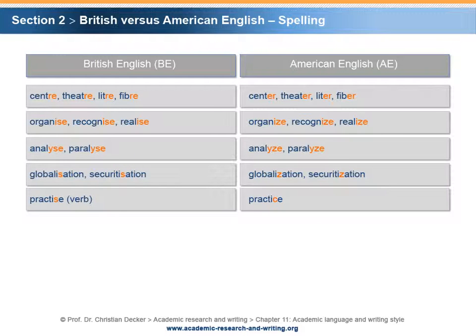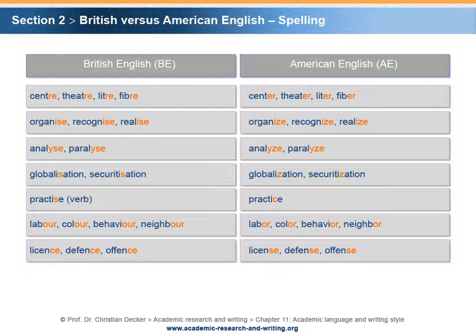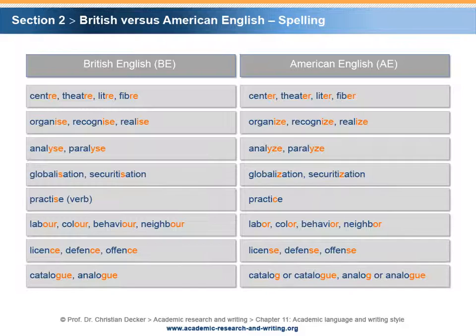The verb practice ends in ISE in British English, whereas it ends in ICE in American. Nouns ending in OUR in British English lose the U in American English, as in labor, color, behavior, neighbor, etc. The British ending CE is spelled SE in American English, as in license, defense, or offense. The British ending GUE is spelled G in American, while the British GUE is also accepted, as for example in catalog or analog.